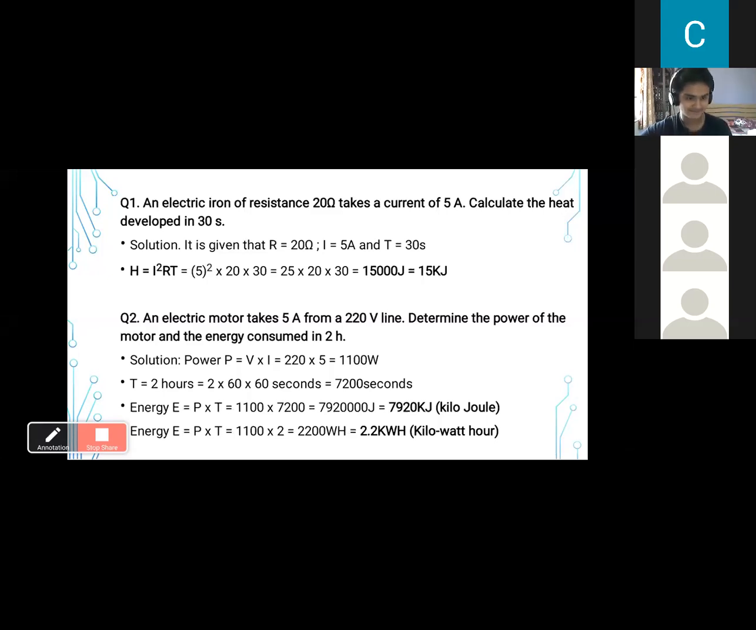Thank you. Is this point clear to you? Whenever time is given in seconds, you will take energy or the heat in joules. Whenever time you're taking in hours, you will take it in watt hour. So please be careful with the units.